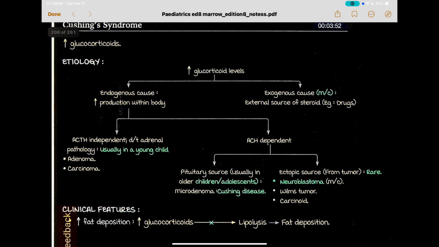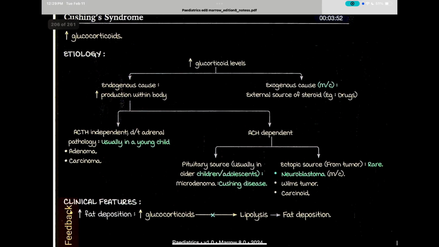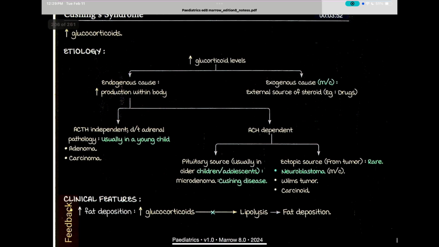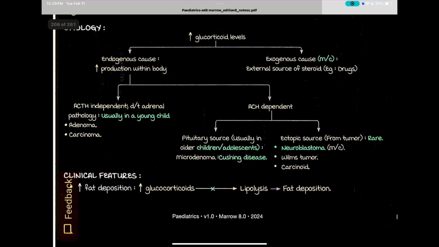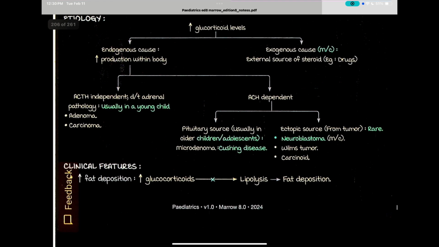Cushing syndrome: increased glucocorticoids. Etiology: increased glucocorticoid levels. Endogenous cause: increased production within the body. Exogenous cause: the most common external source of steroids, like drugs. Endogenous causes are increased production of steroids within the body.